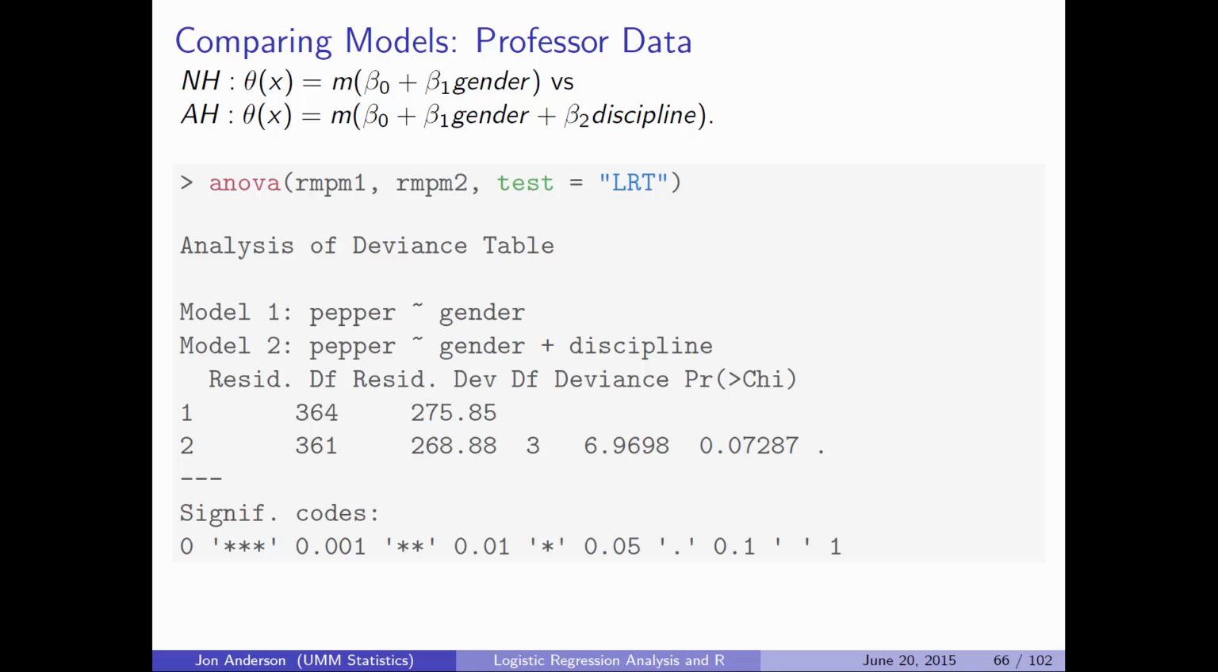If you wanted to do this test in R, it is very simple. You just use a small anova command and you compare the smaller model to the bigger model, ask for a likelihood ratio test, and you get the appropriate change in deviance test statistic. You can see the degrees of freedom, you can see the difference in the degrees of freedom and the deviances, and you get the p-value.